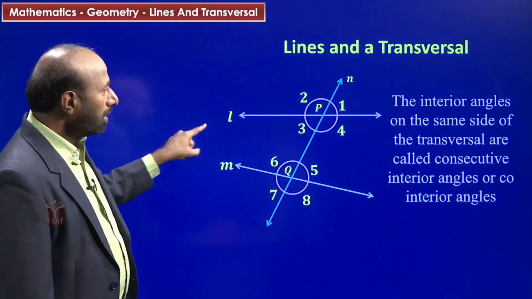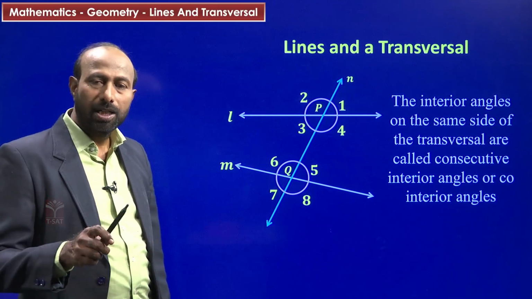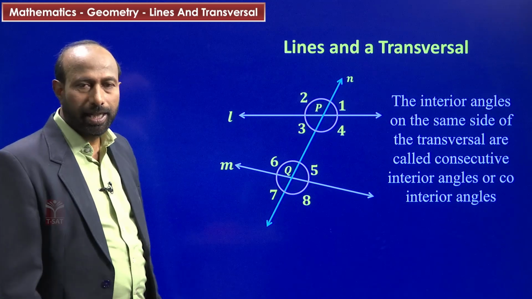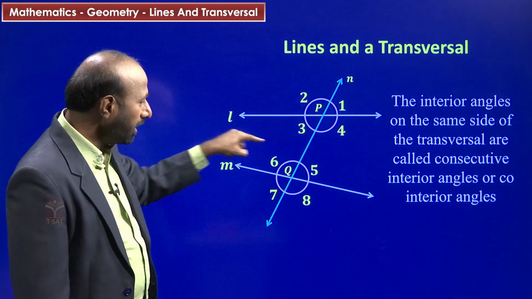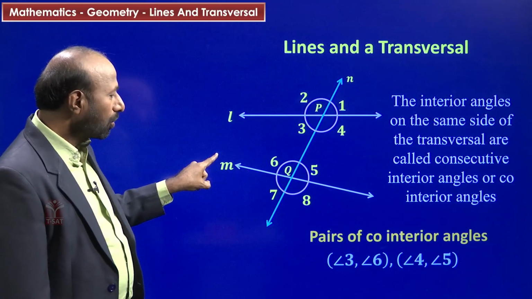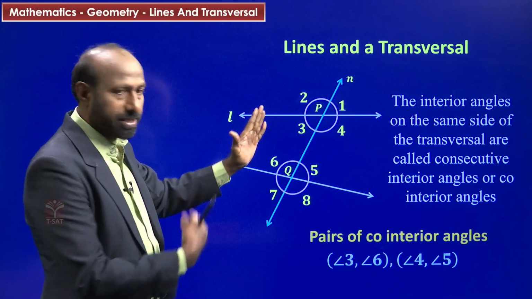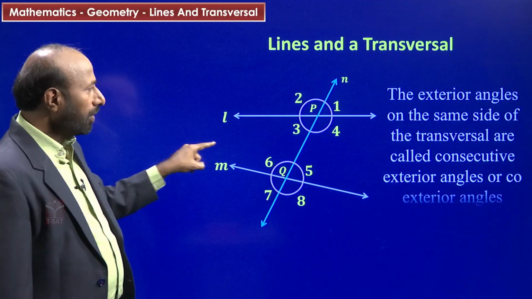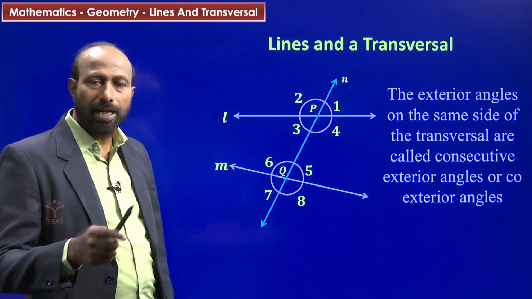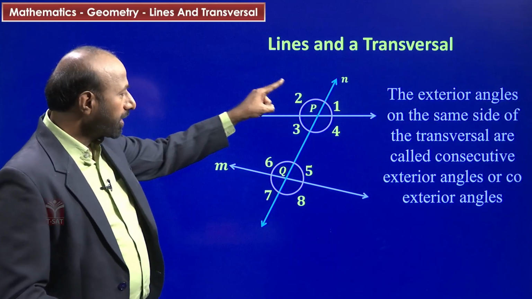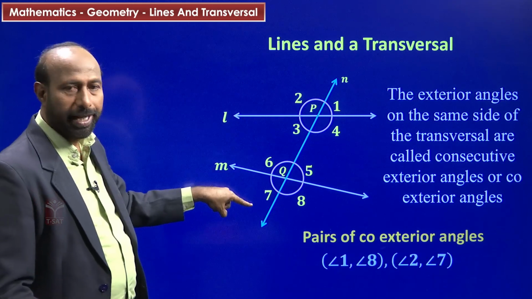Next, the interior angles on the same side of the transversal are called consecutive interior angles or simply co-interior angles. That is, on the interior same side of the transversal, angle 4 and angle 5, and angle 3 and angle 6 are the pairs of co-interior angles. Okay. Next, the exterior angles on the same side of the transversal are called co-exterior or consecutive exterior angles. The pairs of consecutive exterior angles are angle 1 and angle 8, and angle 2 and angle 7.